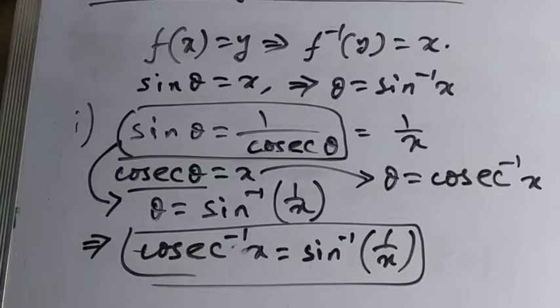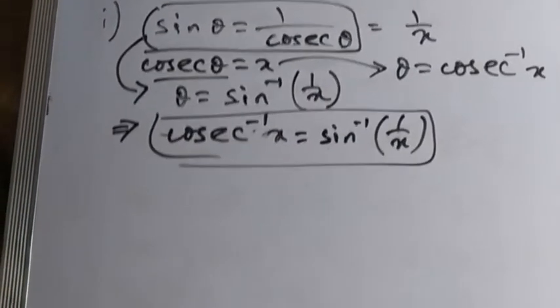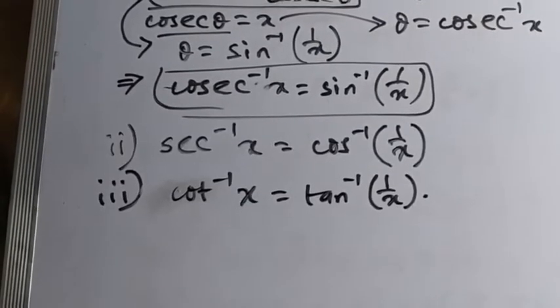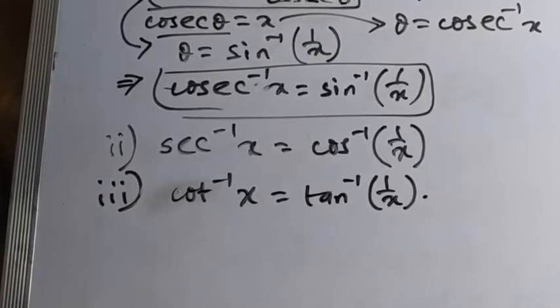So that's how, similarly, we can get the rest of it. Let me write them. Okay, so these two: sec inverse x equals cos inverse 1 by x, and cot inverse x equals tan inverse 1 by x.